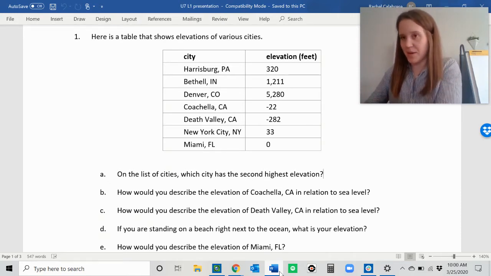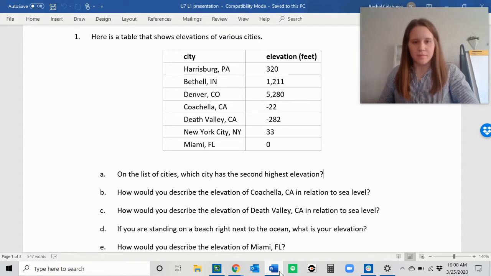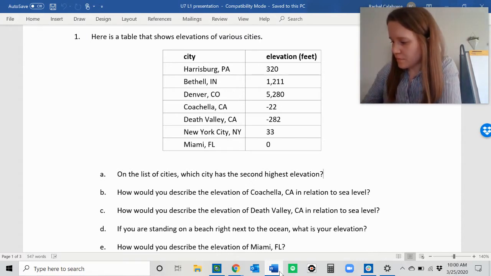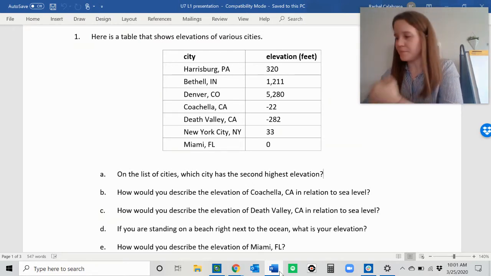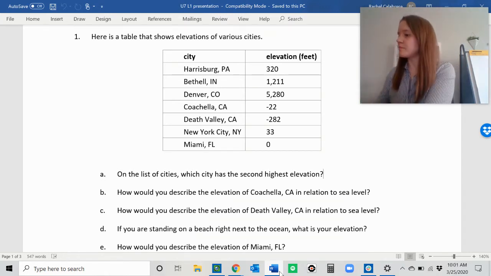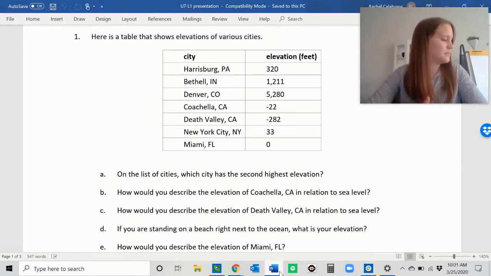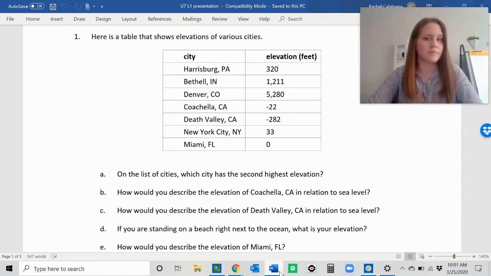About just under 2 minutes left, 1 minute and 45 seconds left. Last minute.